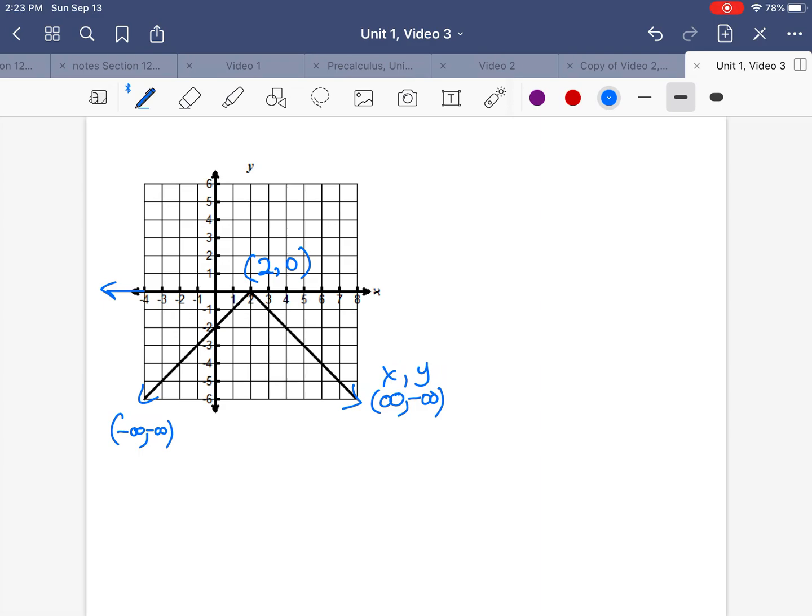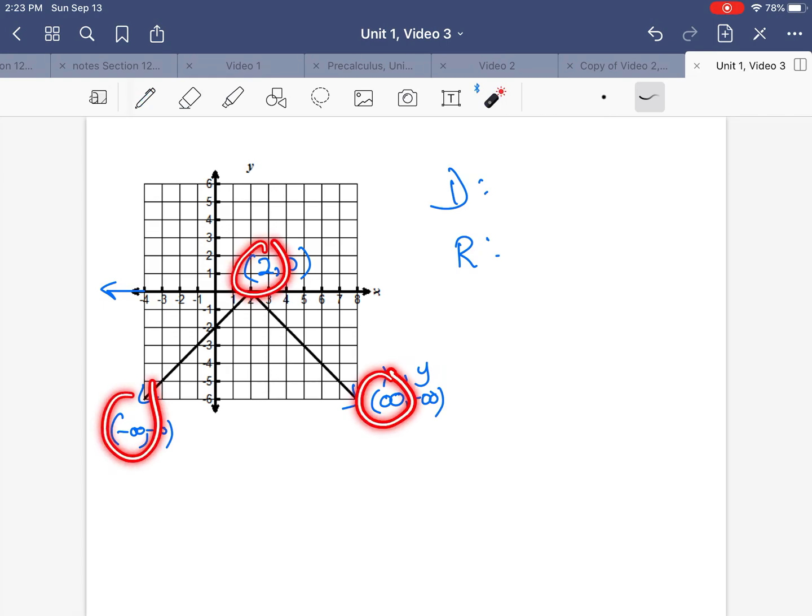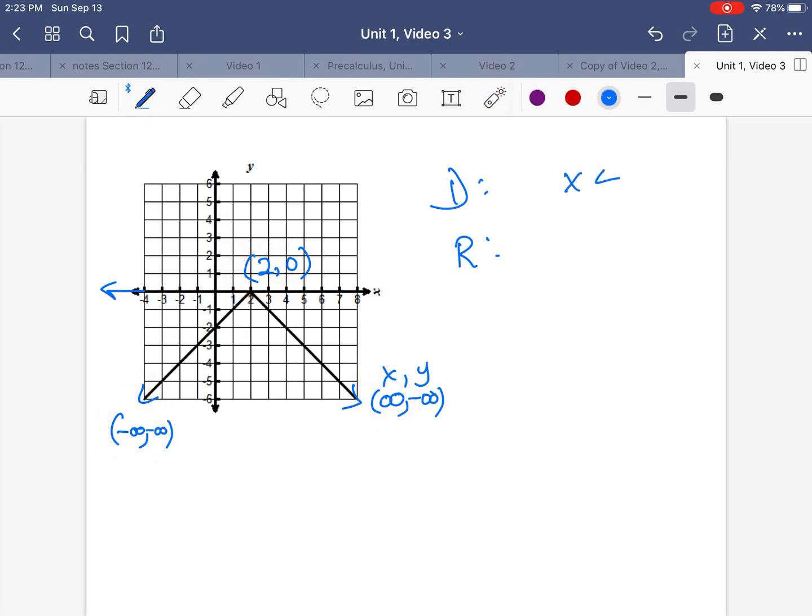All right, so let's take a look. So for my domain and my range. My domain, if I look at the three x values, the smallest one is negative infinity, the biggest one is positive infinity. So again, I have my x staying between negative infinity and infinity. Now I say stay between, that's just every number, okay?